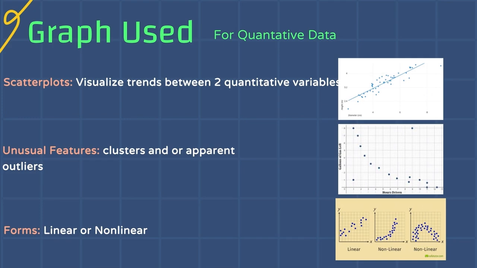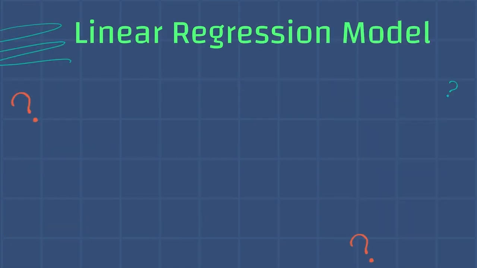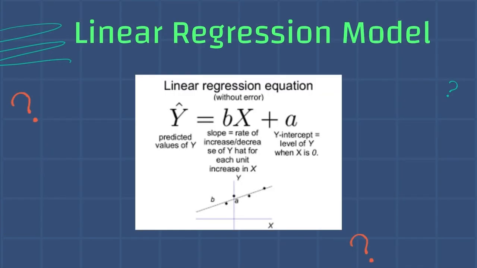This is the linear regression model. Y hat, the sign over the Y is called hat. So Y hat is the predicted values of the Y. Basically, the predicted Y value. And then B represents the slope, the rate of change. X is the explanatory variable X. And A is the y-intercept.